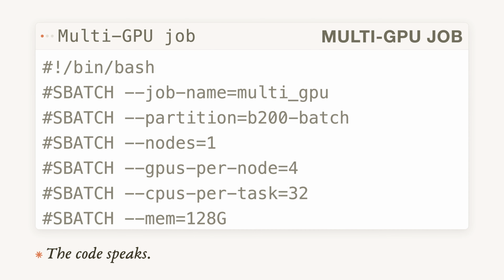Multi-GPU job on B200 batch, 4 B200 GPUs on a single node. Use GPUs per node equals 4, 32 CPU, 128 GB of RAM, 12 hours. For PyTorch distributed training, use torchrun with nproc per node equal to the number of GPUs you requested. The 4 B200 GPUs on a single node are connected by NVLink 5, giving very high GPU to GPU bandwidth. This matters for large distributed training workloads.